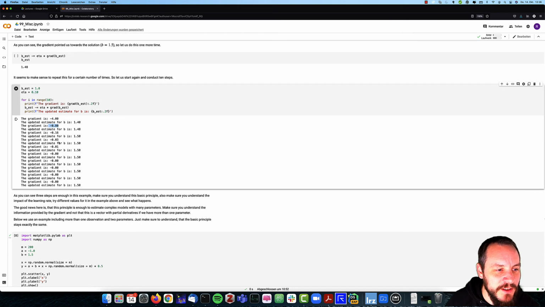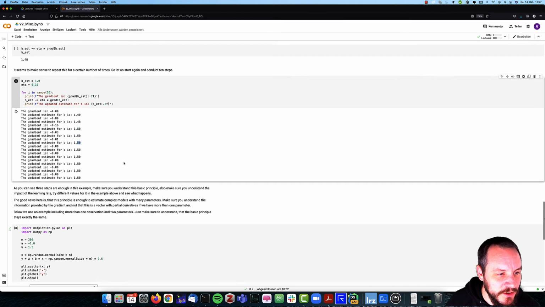And here, after the third step, at least using 2 digits, we are already at the correct value, but you can see the gradient information still is not equal to 0. But after certain steps, we really reach the true minimum where the gradient is equal to 0. You just cannot see this here because we're only using 2 numbers after the dot and not more.